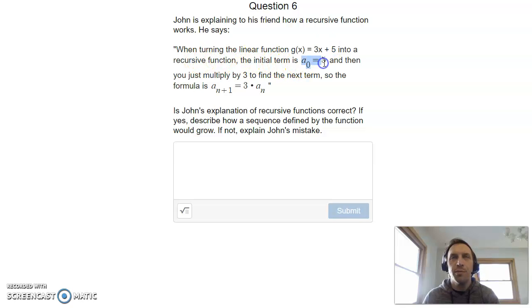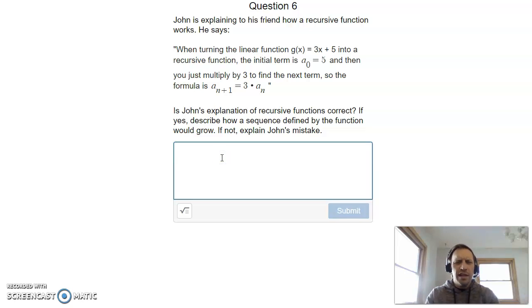If the initial term a of 0 is 5, which is correct, a of 0 does equal 5, then you just multiply by 3 to find the next term. Well, if you're wondering, does that work? Do it in your head. 5 times 3 would be 15, times 3 would be 45, times 3 would be 135.